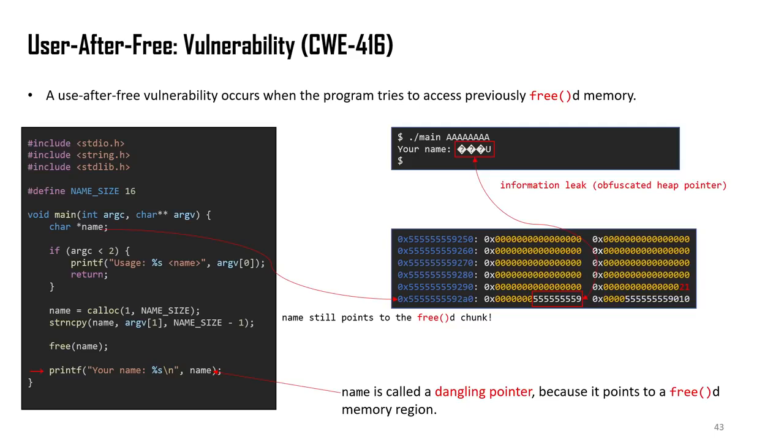This happened because we had what is called a dangling pointer. Name was still pointing to a memory region even after it got freed. And then during its execution, the program dereferenced that dangling pointer, which is really bad. It could lead to memory leaks or arbitrary writes, which leads to arbitrary code execution.